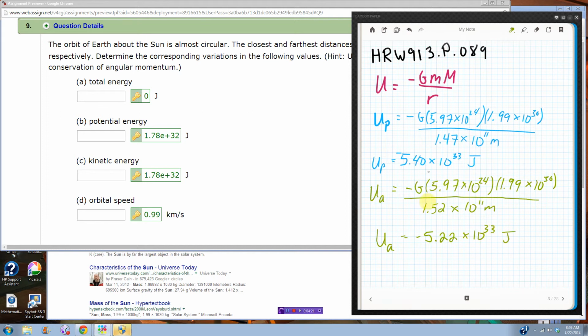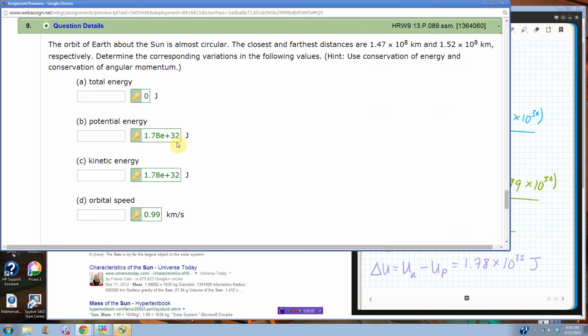Okay. So now I just need to find out how much did it vary. So I just subtract these, and I've already got one of them in my calculator. It's actually the wrong one to get a positive number, but that's okay. This one's bigger, so it should go this way. Put that in your calculator, and what I get is 1.78 times 10 to the 32 joules, which is exactly what they have for the answer over here. Good.